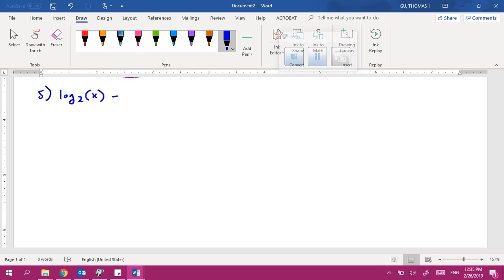Log base 2 of x minus log base 2 of 2 equals 3 minus log base 2 of x. Wow.